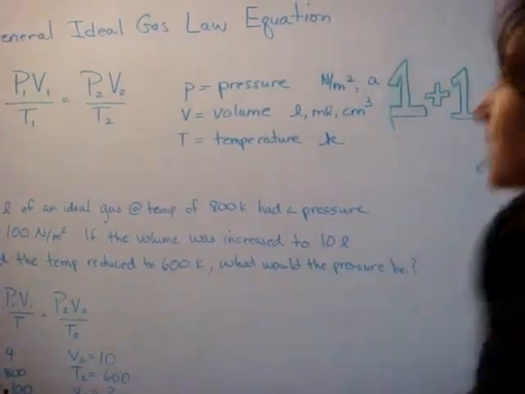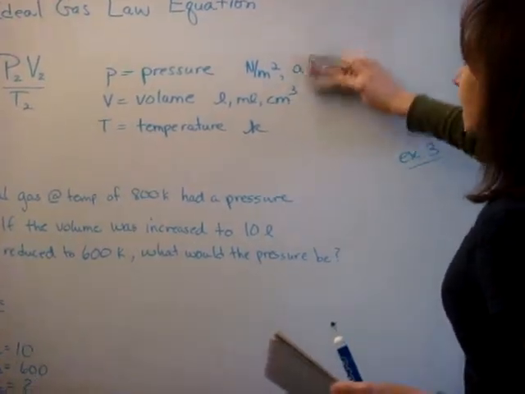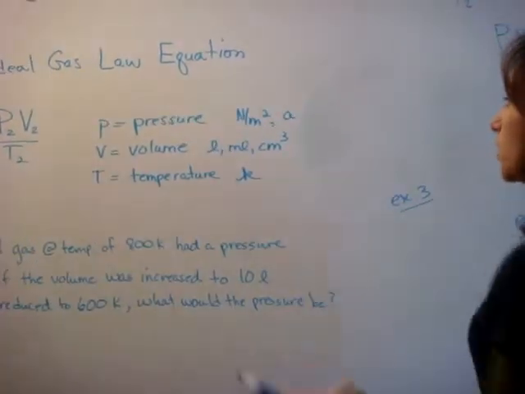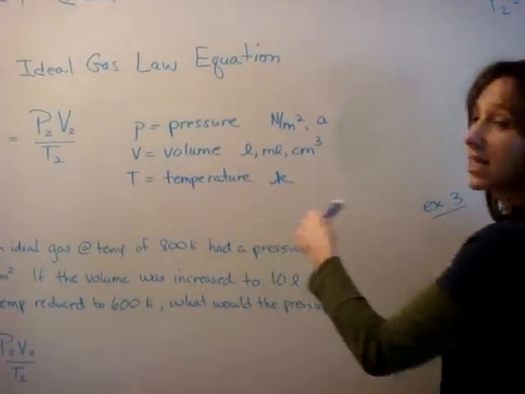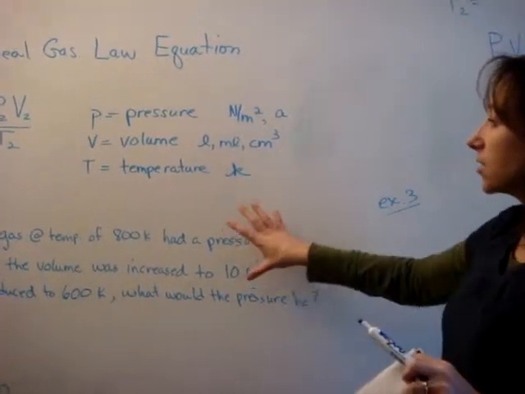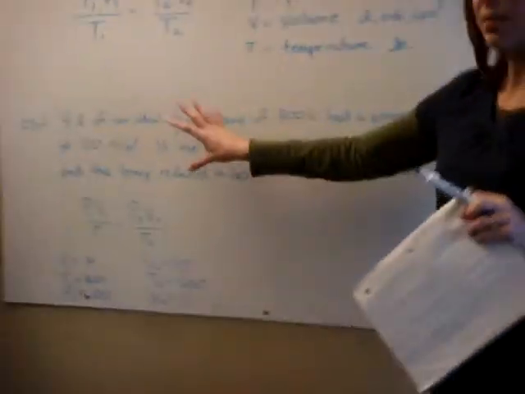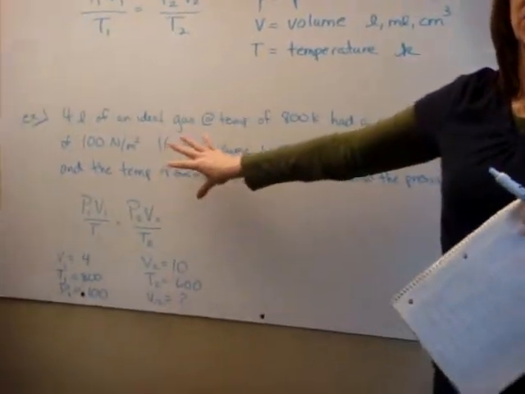Volume is measured either in liters, milliliters, or centimeters cubed, and temperature is measured in kelvins. All this will come clear to you when you take chemistry. So let's look at an example of how we use the ideal gas law equation to solve this chemistry problem.